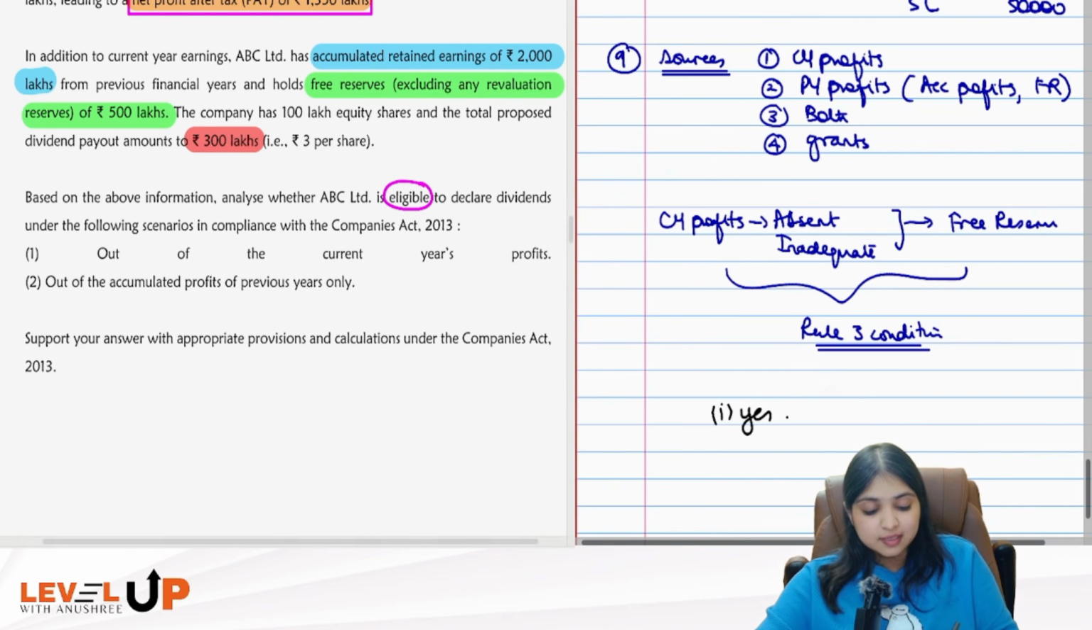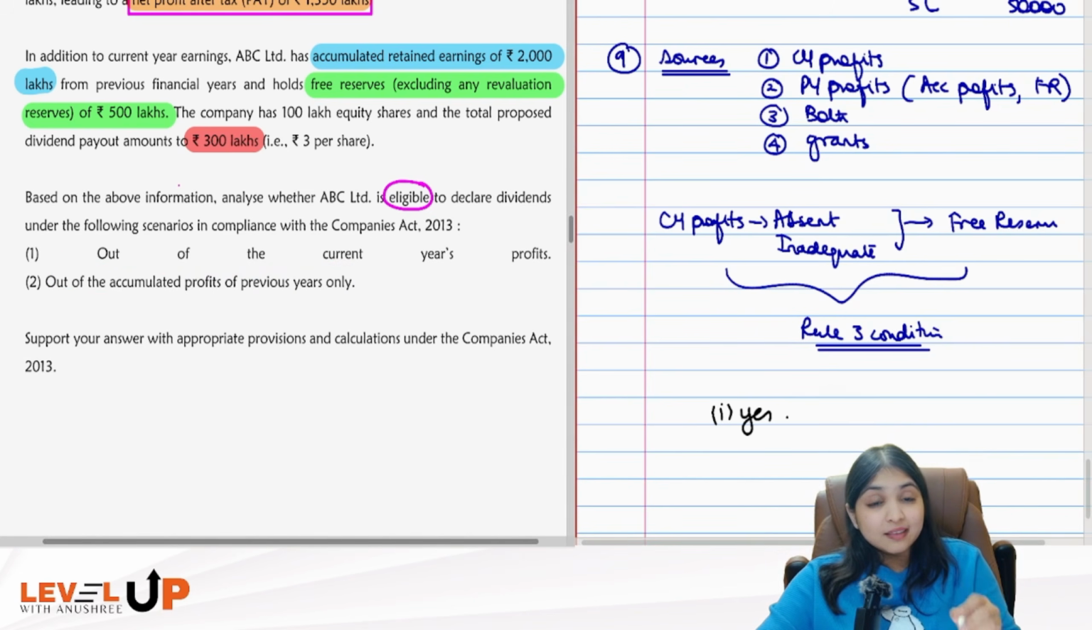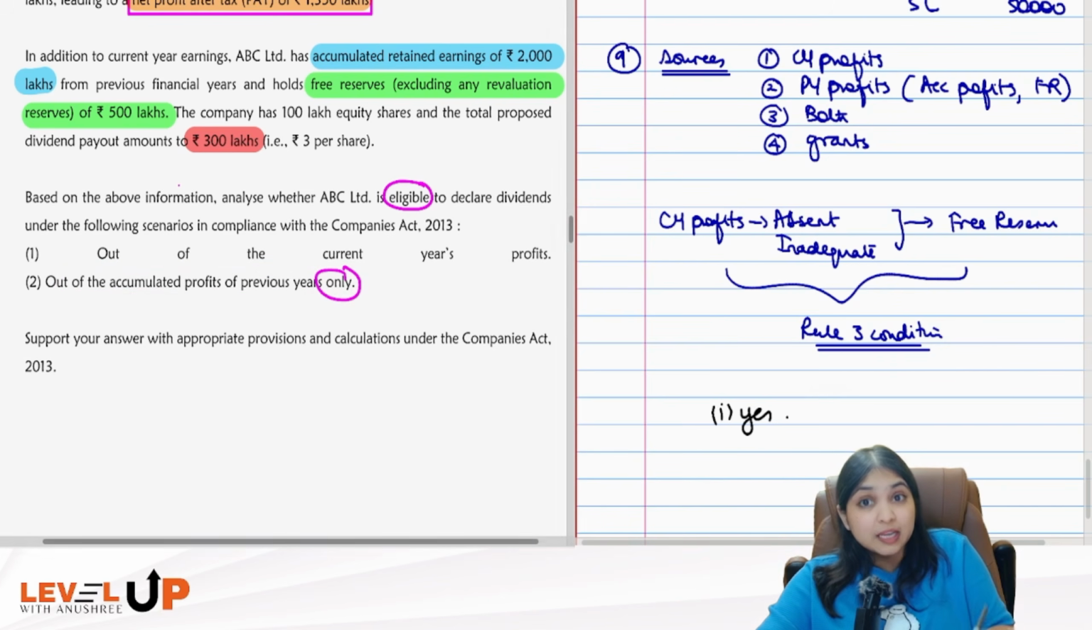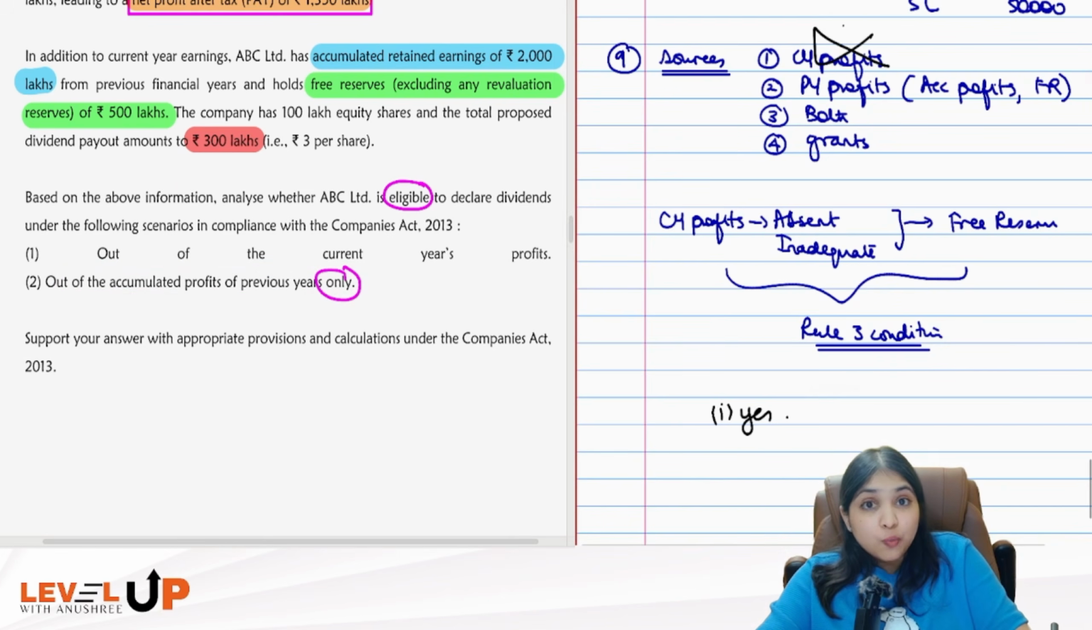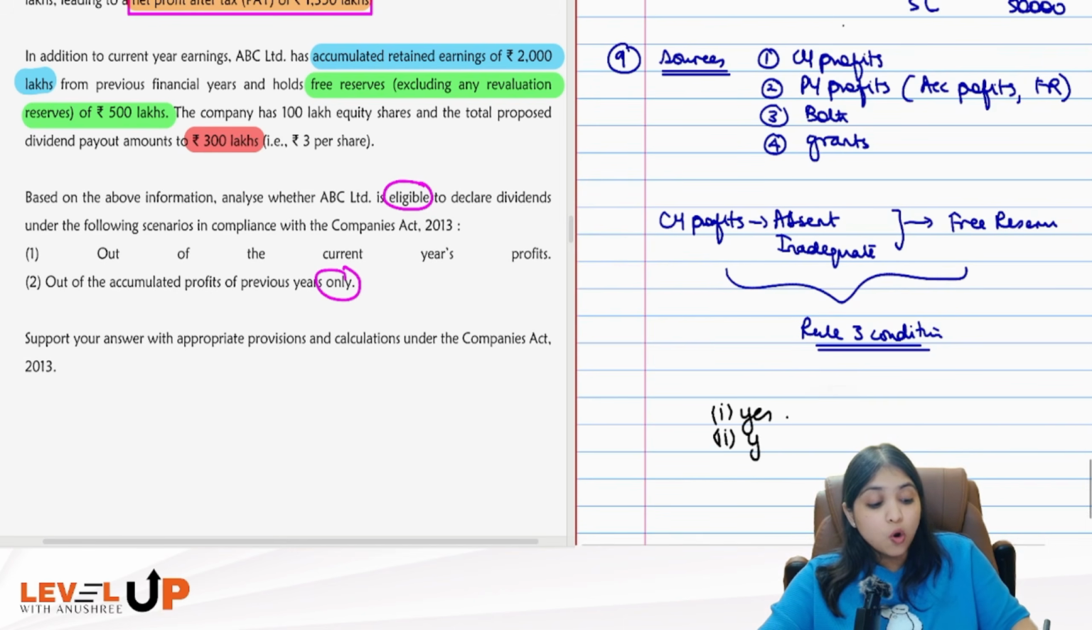The second question is, can this company declare dividend out of the accumulated profits of the previous year only, which means the company does not want to take money out of current year profits. The company wants to take it out of previous year accumulated profit only. Is that okay? That is also okay.